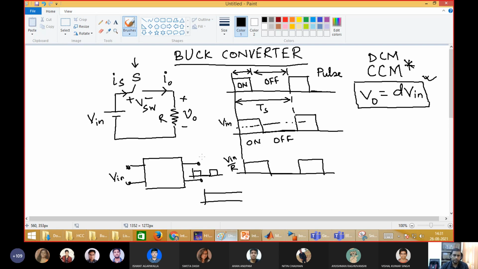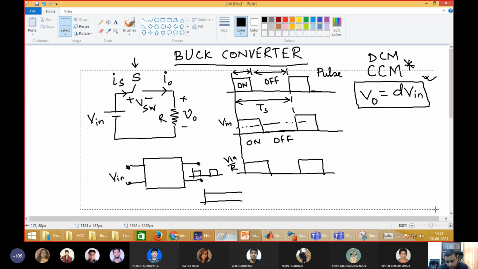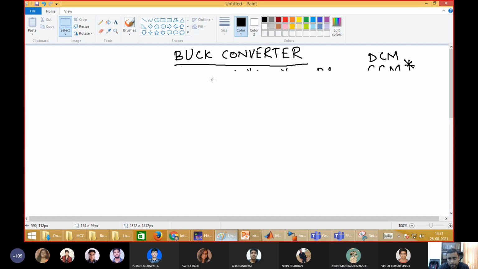How can it be done? How can the voltage be made smooth? We can use a low pass filter. Very good. So we will use a low pass filter. So for the buck converter, what do we have? Let me tell you how that low pass filter comes in.